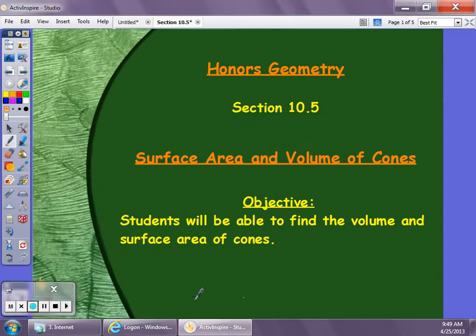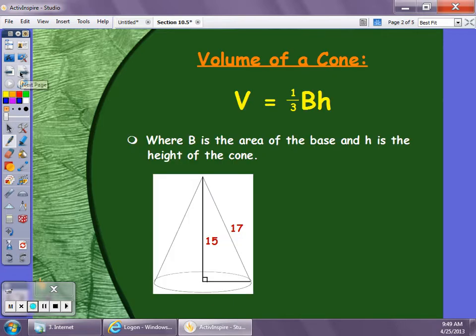Today's honors geometry lesson is on section 10.5, the surface area and volume of cones. The objective is that students will be able to find the volume and surface area of right cones. To find the volume of a cone, you will take 1/3 times the area of the base times the height.